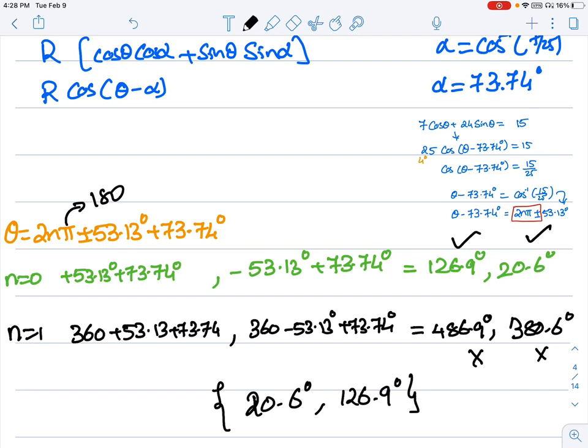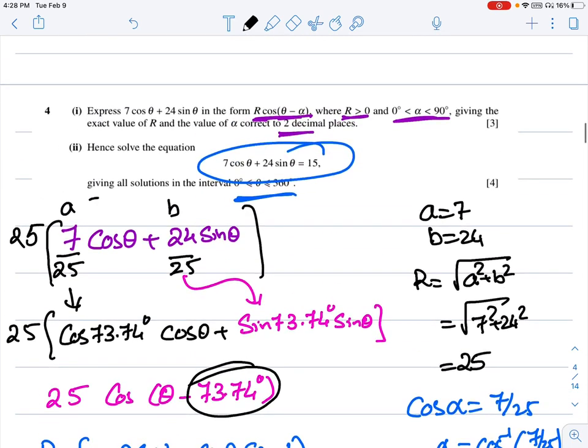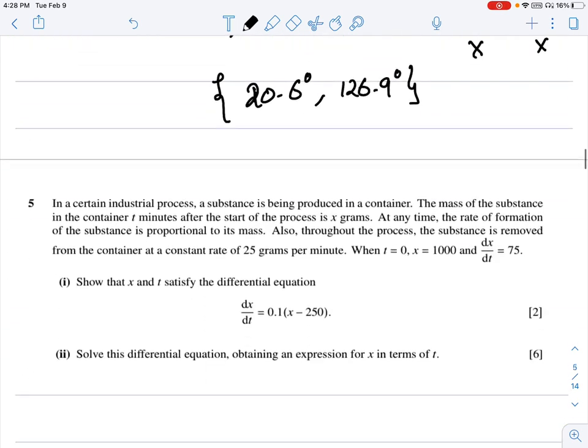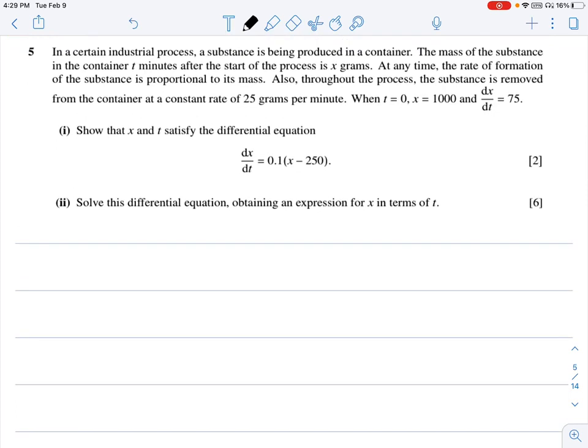When I'm writing the answer for the second part, remember it is one decimal place, but for the first part it should be two decimal places, because in the second part nothing is mentioned, so the angle should always be in one decimal place. That's question number 4. Now coming to question number 5.